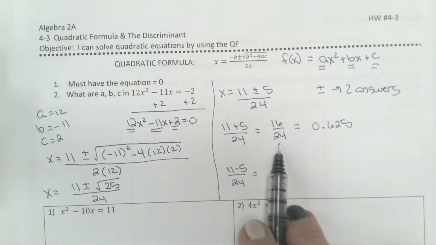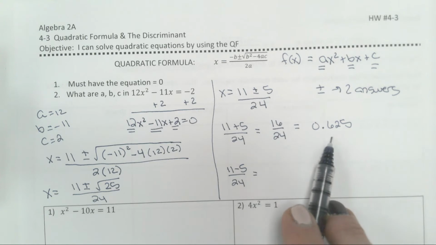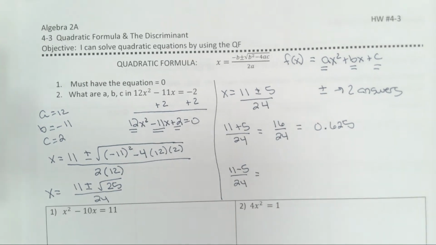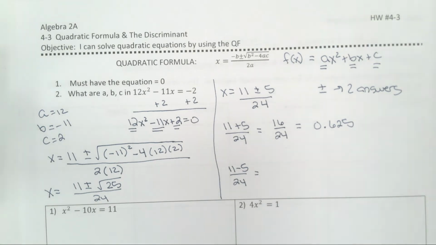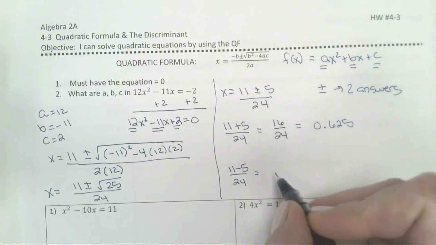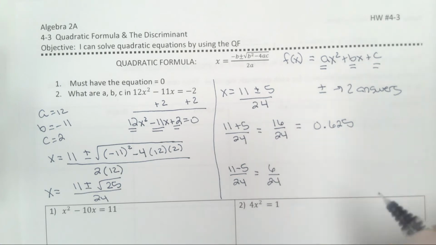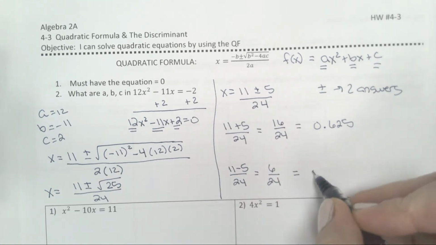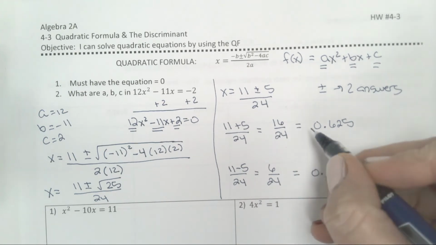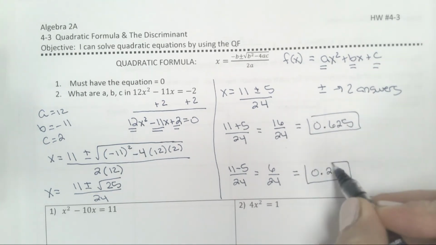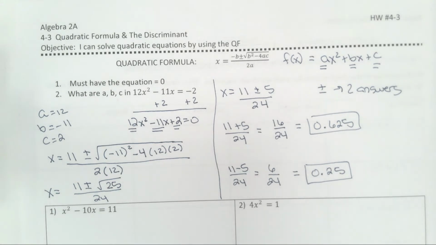So if you were taking the SAT right now and it said, what is the positive answer? I would either write it as 16/24 or 0.625. Either one of those would be a good answer. And 11 minus 5 is 6 divided by 24. And that decimal is 0.25. In your youth, we kept telling you to reduce your fractions. And now, when you're getting ready to take a standardized test, we say don't.